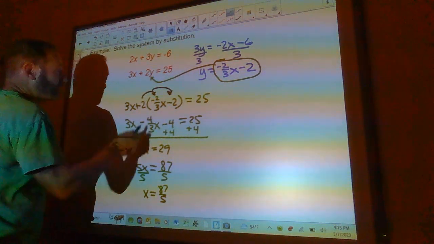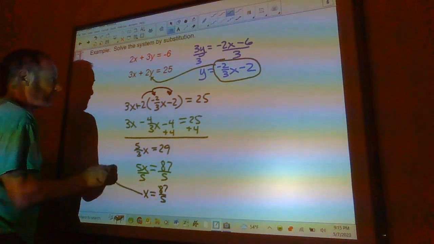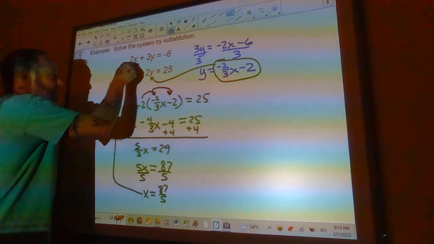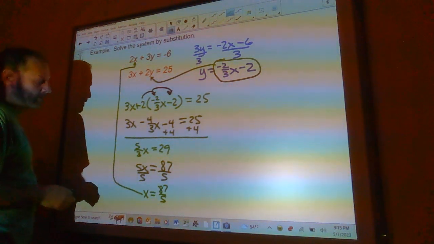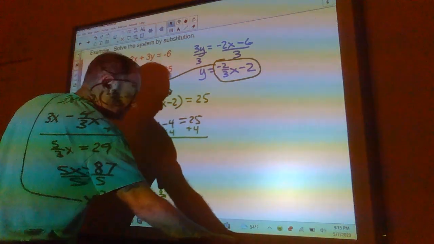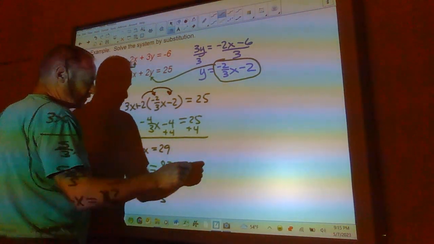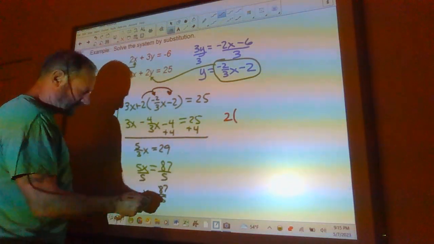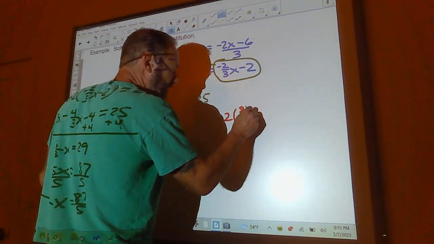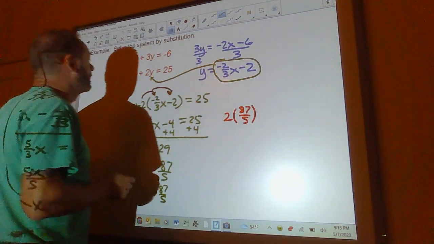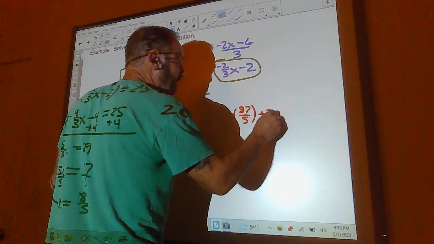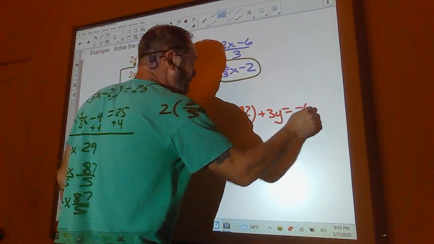Now I can take that and plug it into whichever one of the original equations I want. So I'm going to choose this one because the numbers are smaller. Going back into here, that's going to give me 2 times 87/5 plus 3y. It's going to equal negative 6.